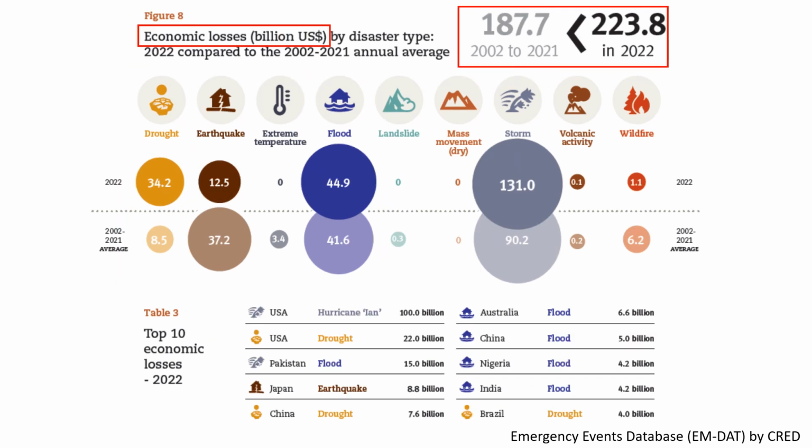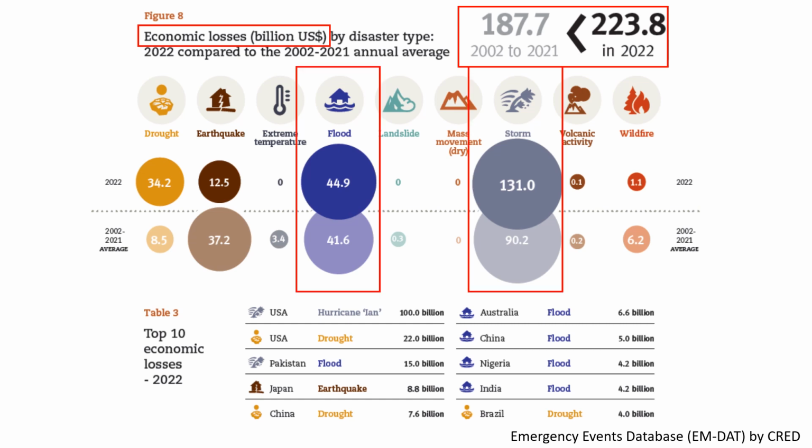Greater amount in economic losses was incurred in 2020 alone compared to the period 2002 to 2021. For both time points, storms followed by flood ranked highest in terms of billions of US dollars in economic losses. Third in rank was earthquake for the earlier period, while drought for 2022.